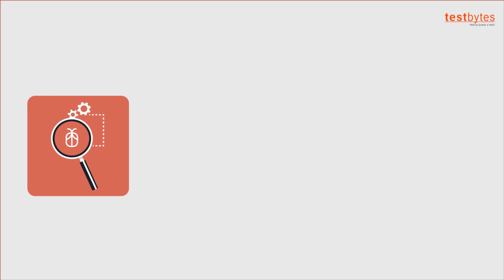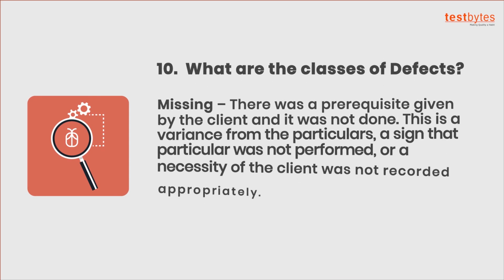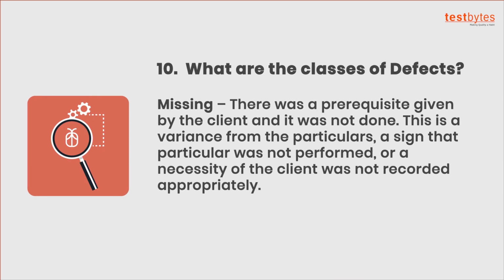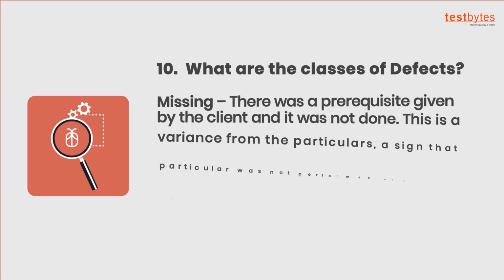Number 10. What are the classes of defects? Missing. There was a prerequisite given by the client and it is not done. This is a variance from the specifications, a sign that a specification was not performed, or a necessity of the client was not recorded appropriately. Wrong.